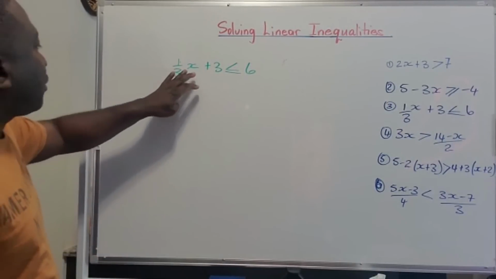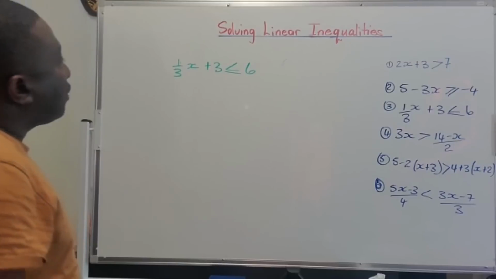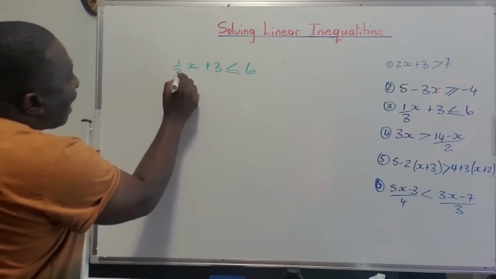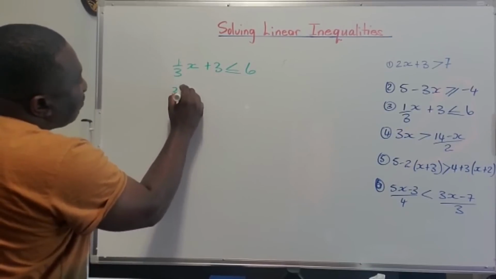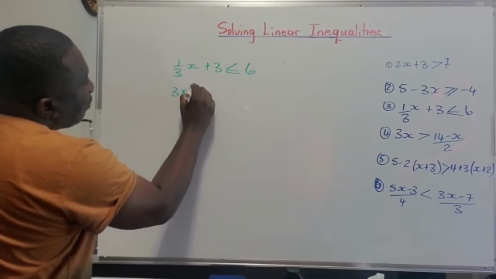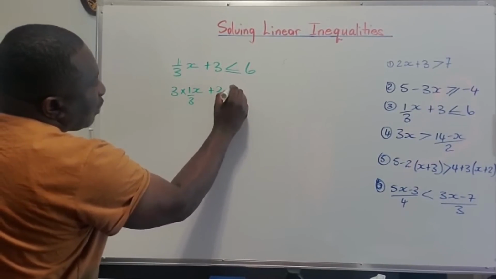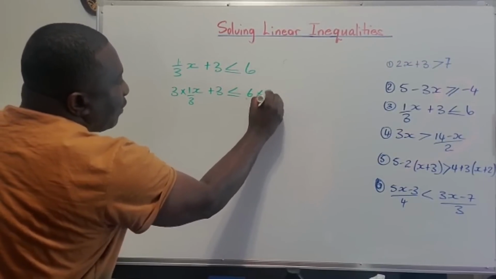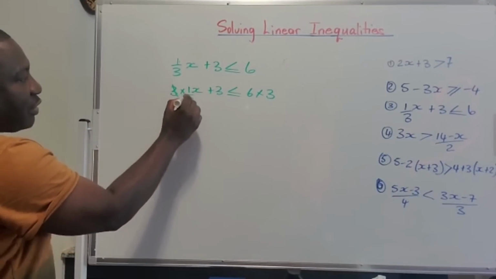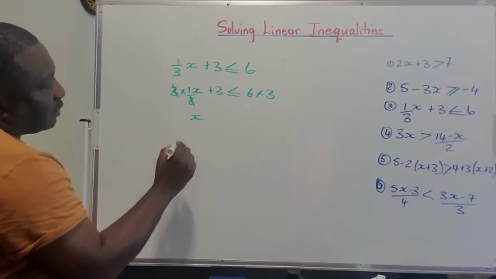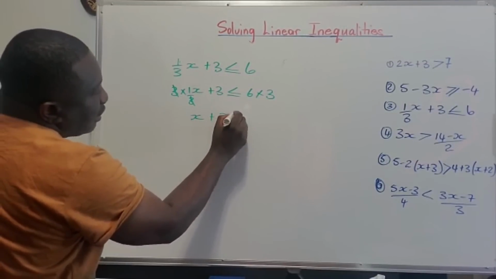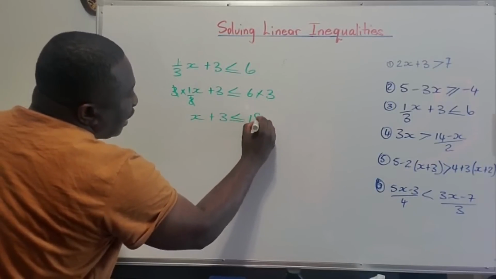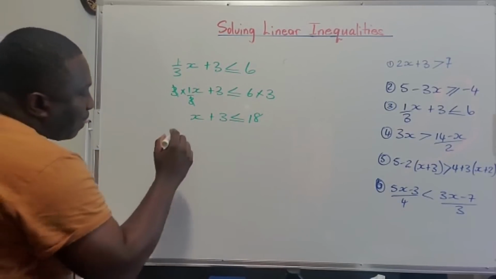What we need to do, guys, is that we have a fractional value, so we can rid ourselves of this fraction by multiplying both sides by the denominator 3. I'll do the same thing here, multiply this value by 3. We cancel here, leaving us with x plus 3 less than or equal to 6 times 3, which will give us 18. X is independent here.